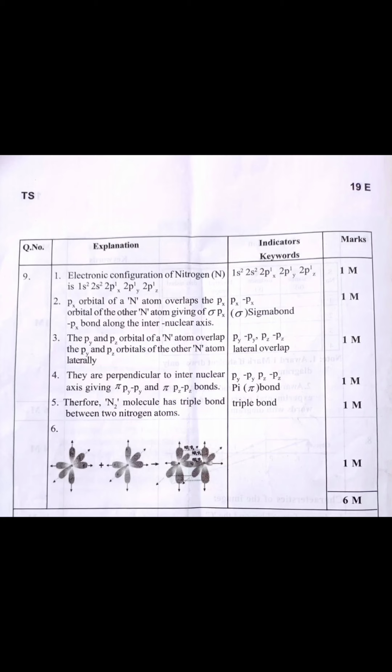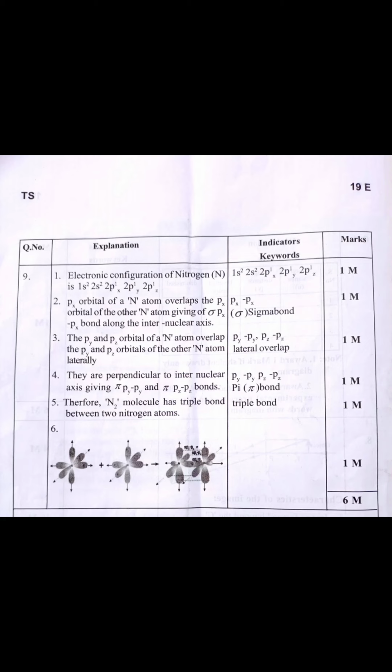The px orbital of an N atom overlaps the px orbital of the other N atom. Overlapping will be there between px and px of two N atoms, giving a sigma px-px bond along the internuclear axis. The main thing you have to write here is the sigma bond. The sigma bond is the key point. For this you will get 1 mark.